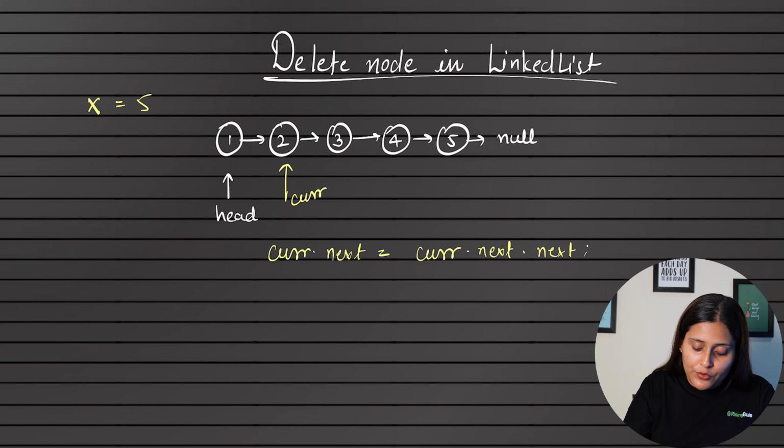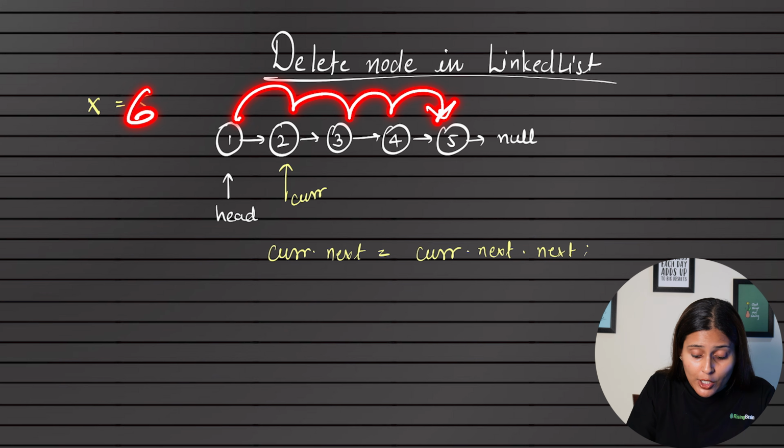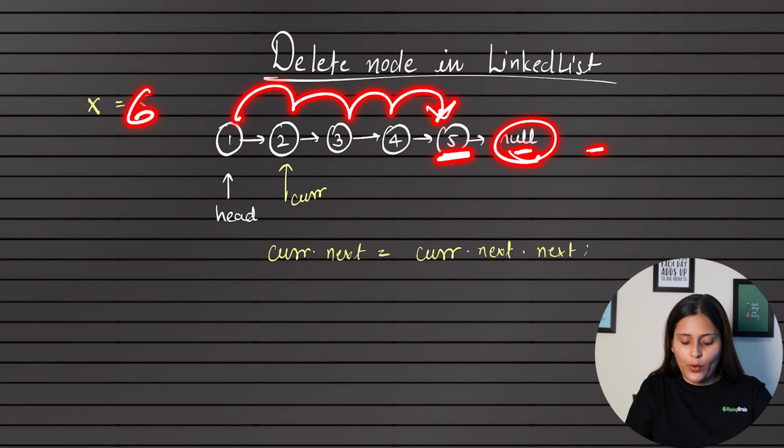Now instead of this, let's say if x was 6, then you have to take 4 jumps. So 1, 2, 3, 4. You are standing here. So you want to connect this 5.next, so this will give you null pointer exception. So I hope you understood this.